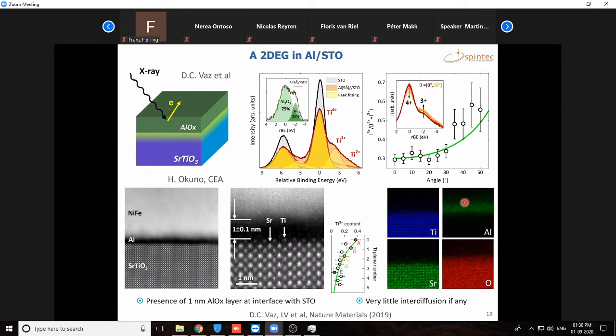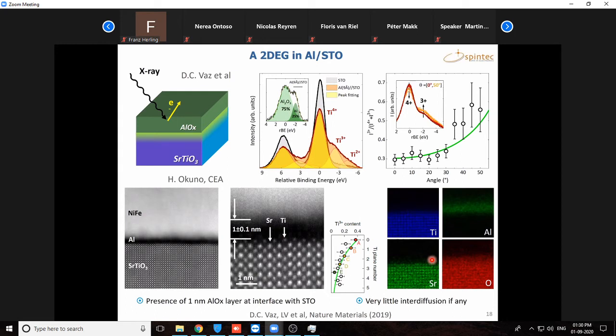You have extension of oxygen in the aluminum layer, and you also see the change of the oxidation level of titanium as a function of the titanium plane number with respect to the interface. And so aluminum reduces STO.